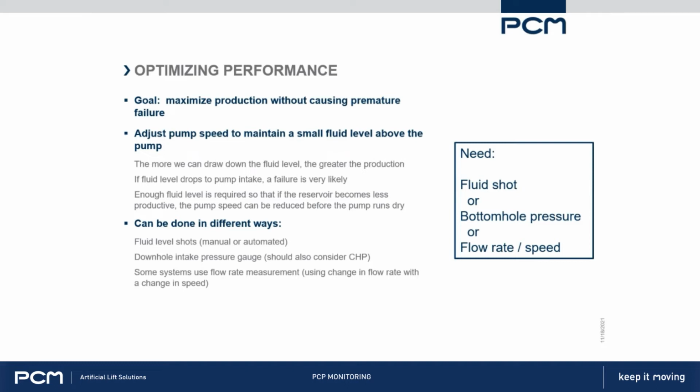And then some systems use the flow rate measurement. And the way those work is they do continued steps up and down in the speed, and they look for changes in the flow rate. If you increase your speed a little bit and you see an increase in flow rate, it's good. You can probably increase the speed a little bit more. If you increase the speed a little bit and you don't see an increase in flow rate, then you need to back off on that speed. That's the simple explanation of those systems.